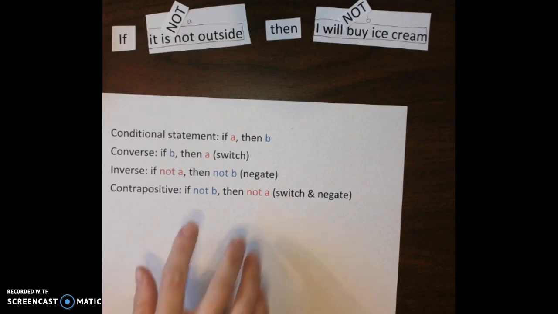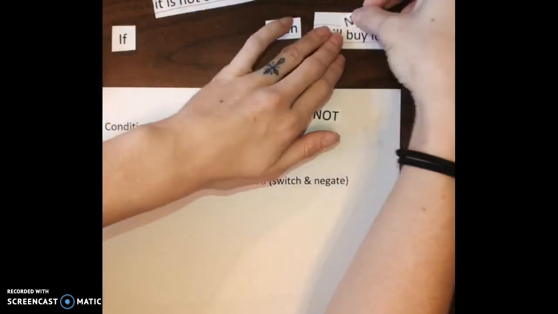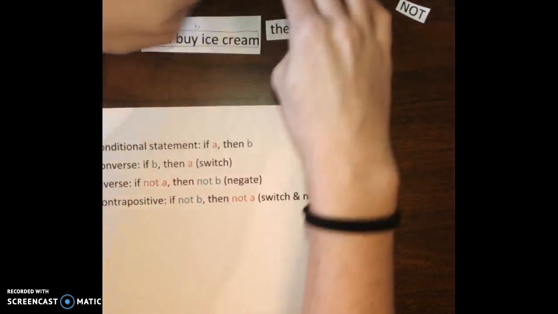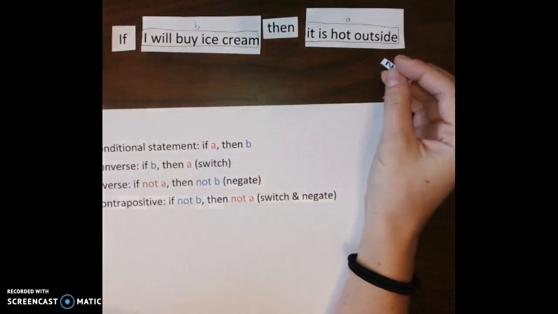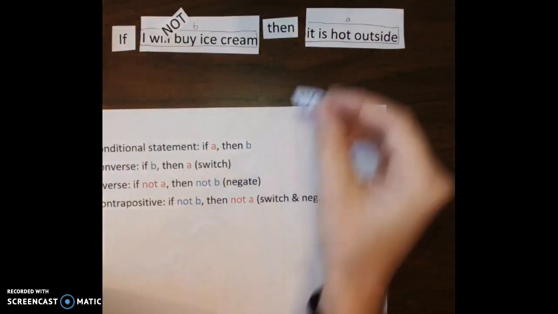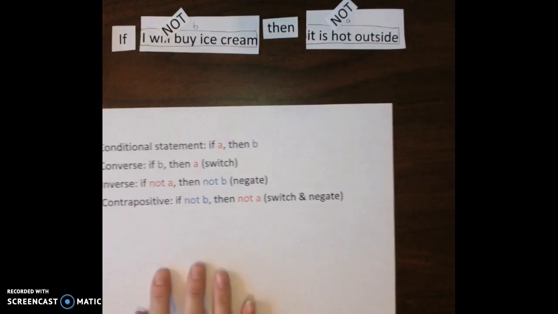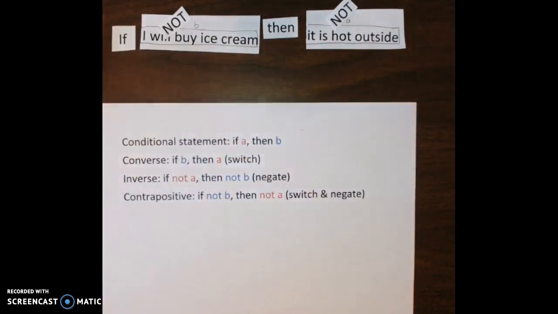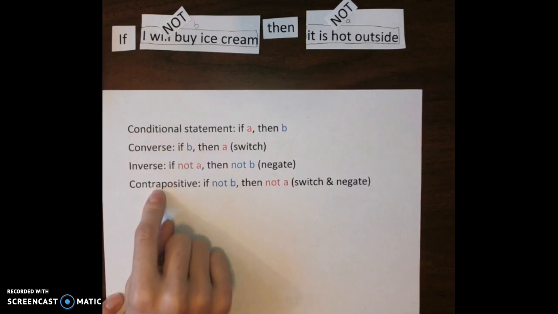All right. And then the contrapositive, if not B, then not A. So we're just going to take the second part, the B part, and throw our nots in there. So if I do not buy ice cream, then it is not hot outside. And again, you can reword it just a little bit to make it grammatically correct. But these are the different things you can do with the conditional statements.